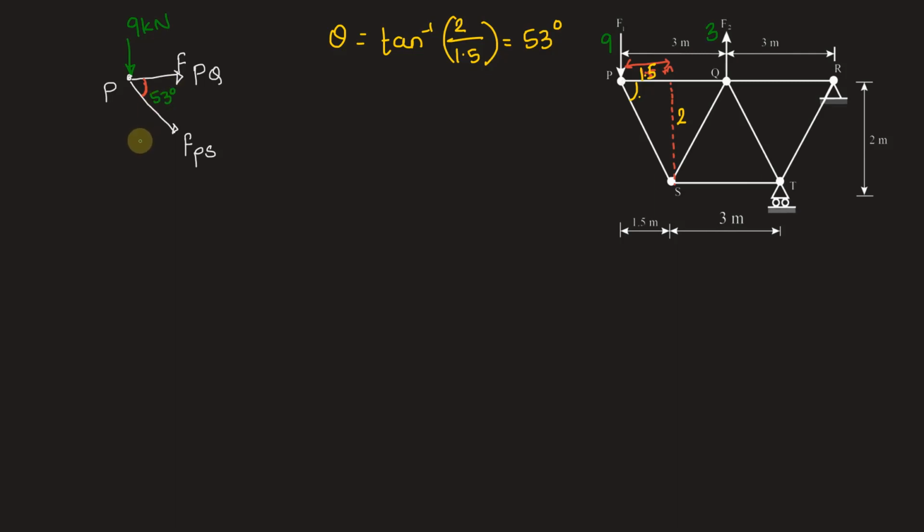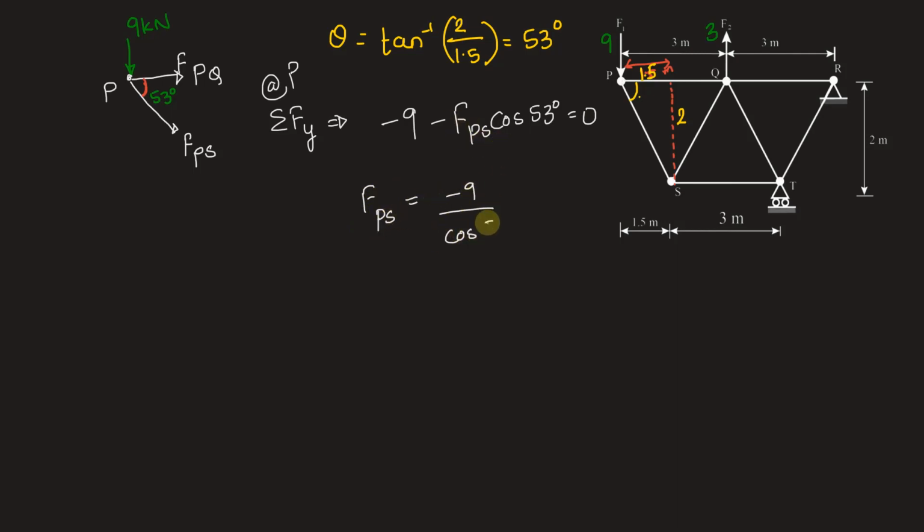Which equilibrium equation should we choose in order to bring in FPS alone? It's the vertical equilibrium equation. Therefore, we will use summation Fy for joint P. Summation Fy gives us 9 kN downward, so we will take minus 9. Vertical component of FPS will also be downward, so it will be minus FPS cos 53 degree equal to 0. From here the force in member PS will be equal to minus 9 by cos 53 degree. This turns out to be minus 11.27 kN.